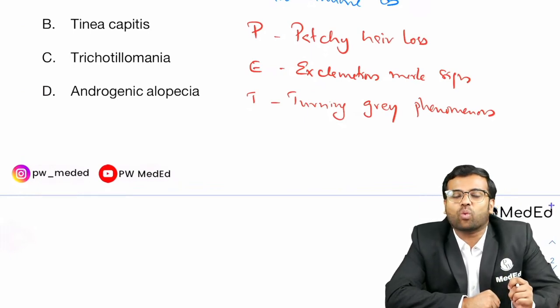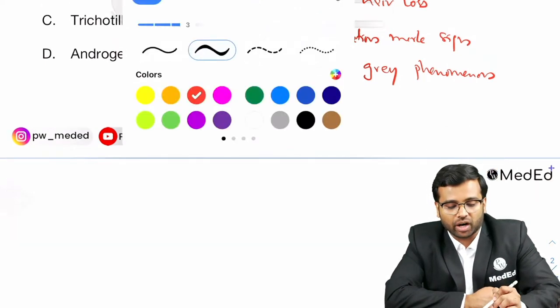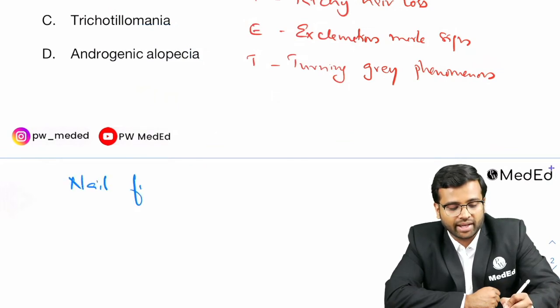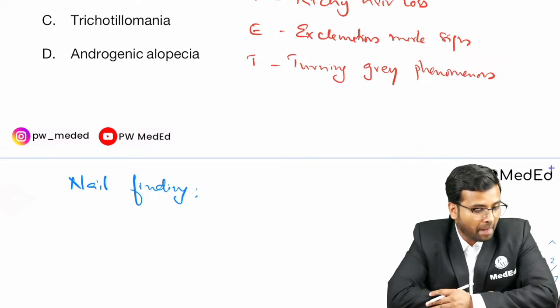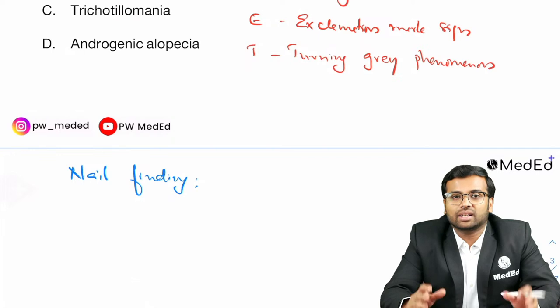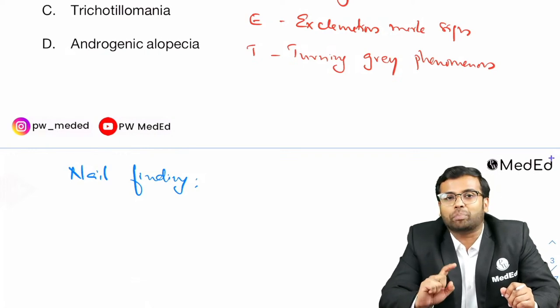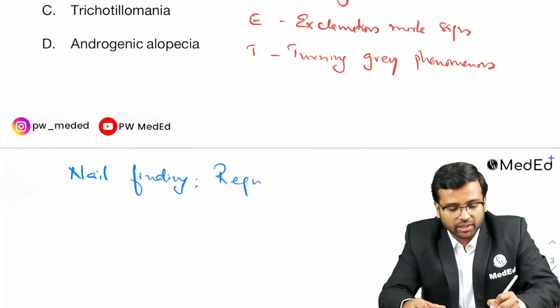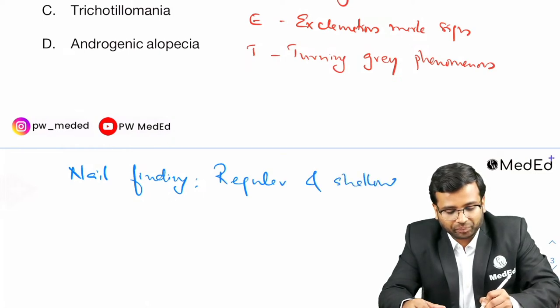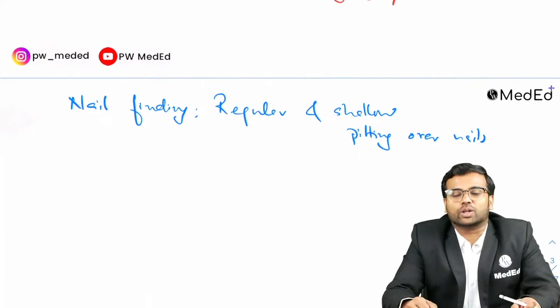Now quickly let me ask you, what is the nail finding that you can expect in alopecia areata? Anybody who can answer? The nail finding is going to be multiple depressions over the nails. What do you call these depressions over the nails? These are called nail pitting, isn't it? You will be able to see a regular and shallow pitting over the nails. Very good, MedPsycho is also answering it.